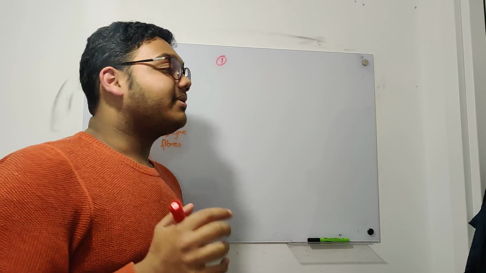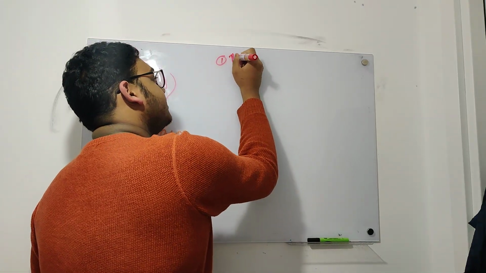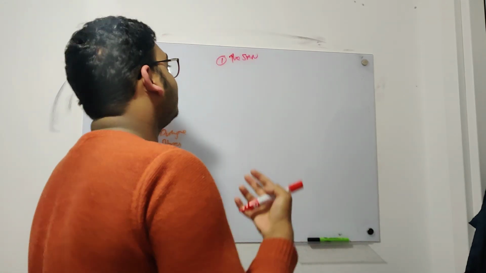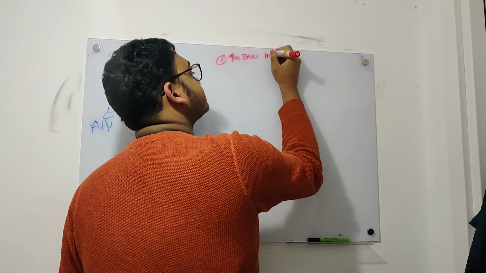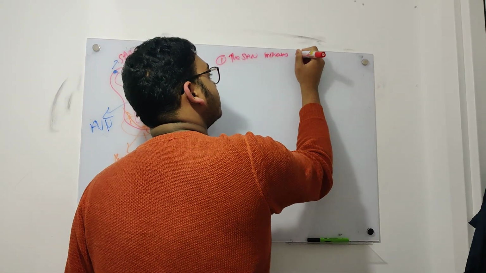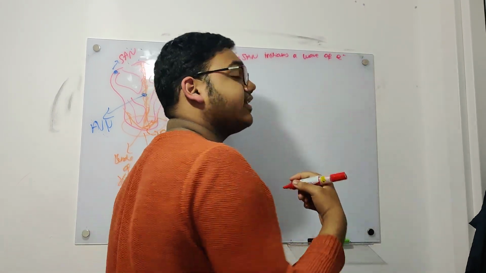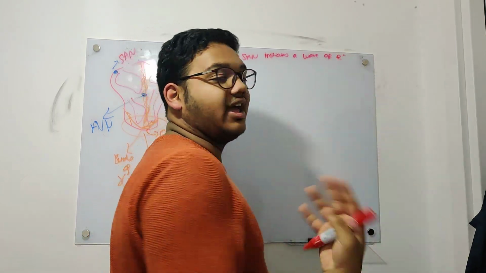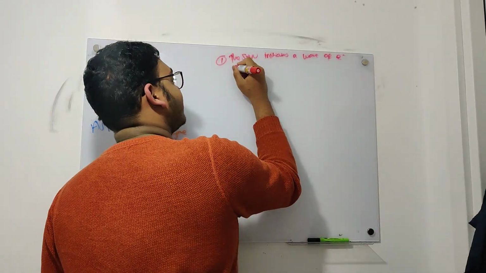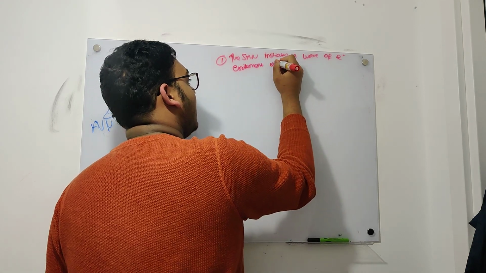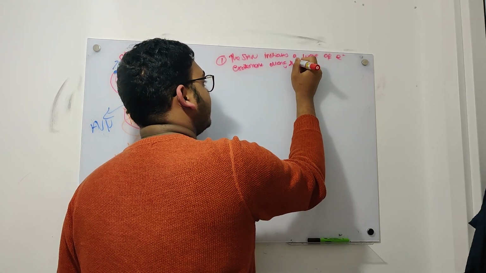So, first step is this SAN initiates a wave of electrical excitement, I'm going to say electrical with the electric, like electron symbol, electrical excitement along the atria.